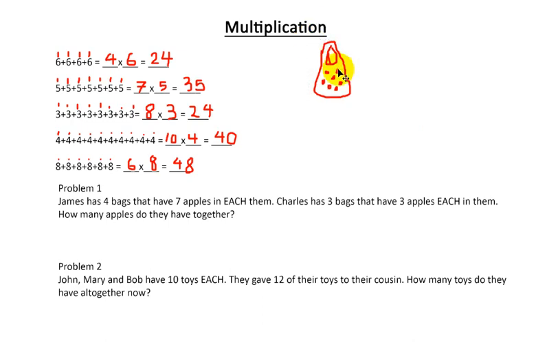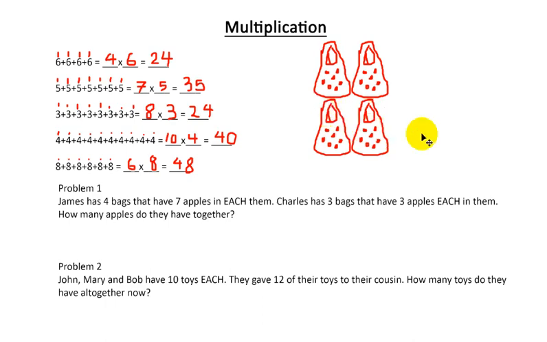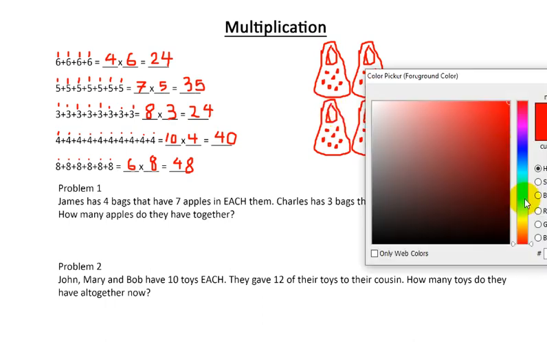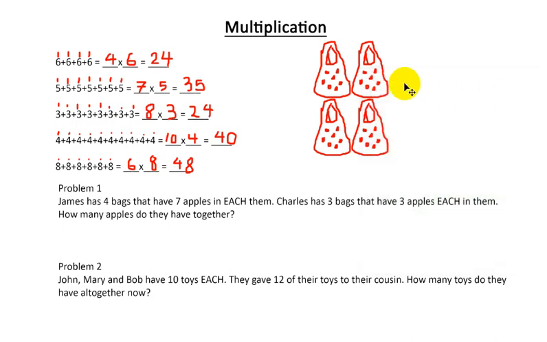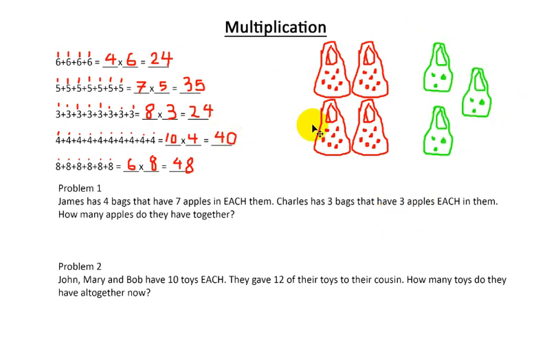So let's copy this. 2 bags, 3, 4. These are James's bags. Now with green, because Charles likes green apples more, I'm going to make Charles's bags. Charles has 3 apples in each bag. So 1, 2, and 3. Here and here. So these are all the bags with all the apples.